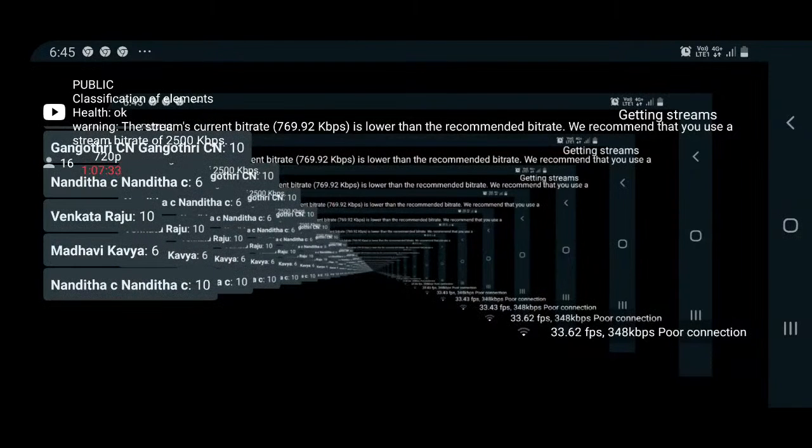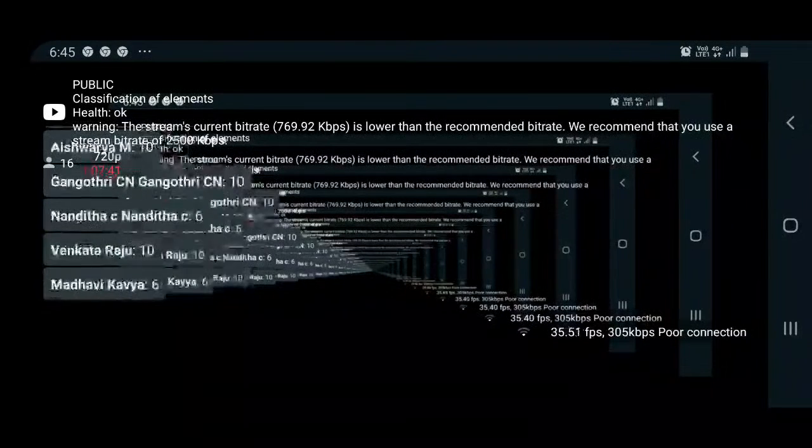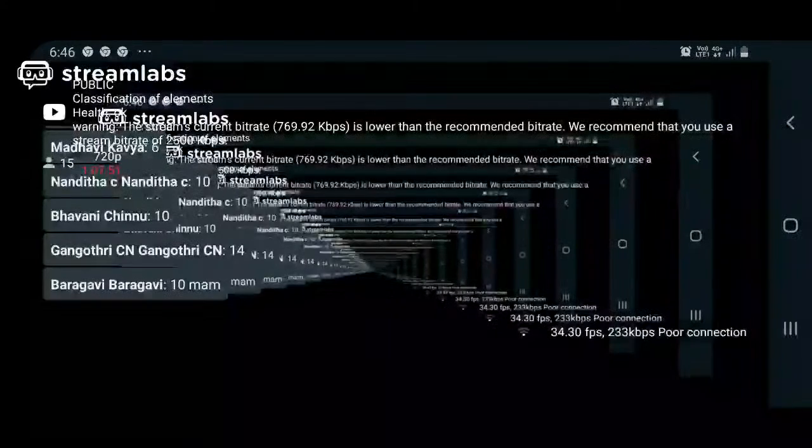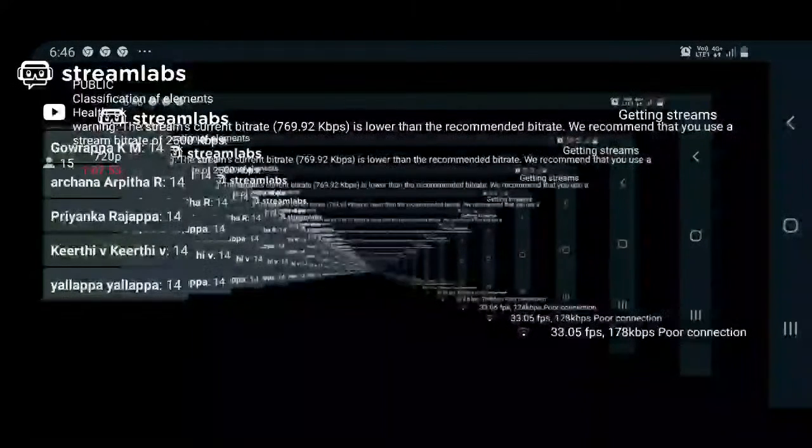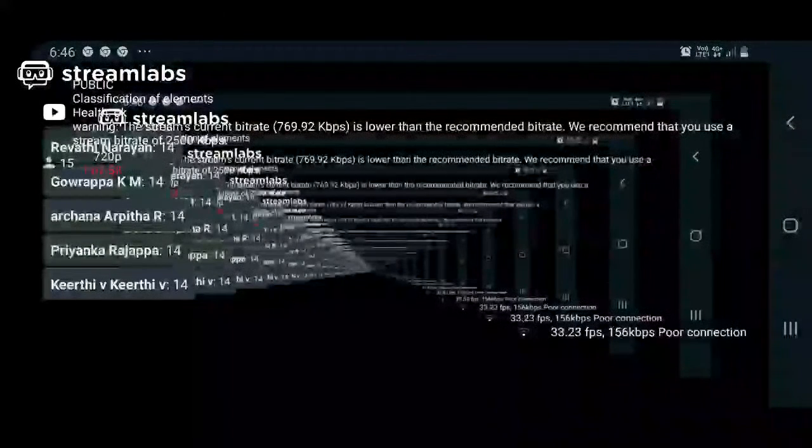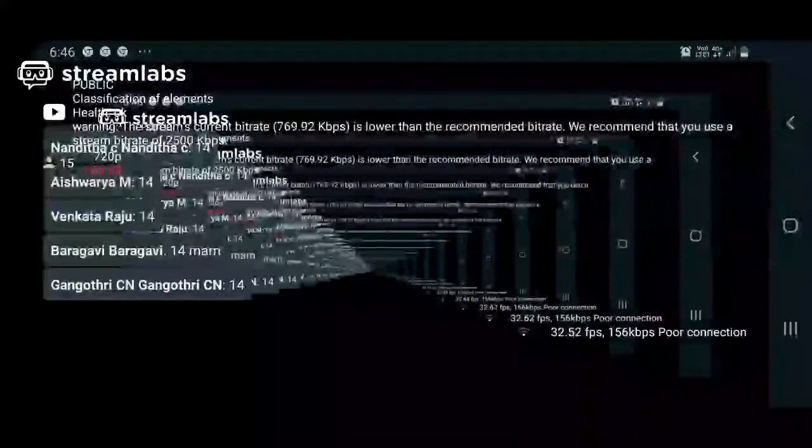And finally, what is the number of F block elements? Yes, Gangotri answered 14. Very good. Gangotri, Priyanka, Kirti. Everyone answered correctly. It is 14.